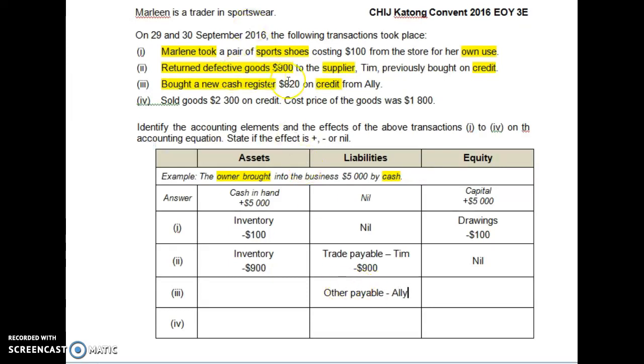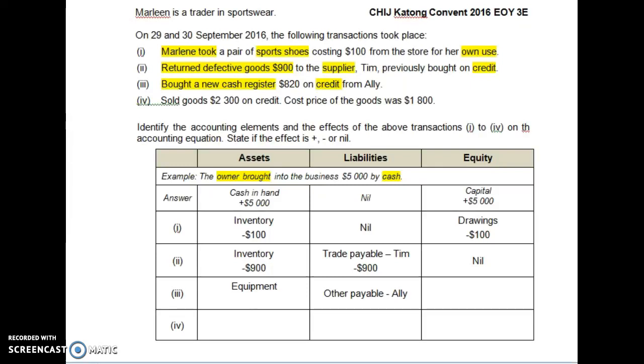And this new cash register, we need to find a suitable account name for it. Let's call it equipment. Alright, now that you've identified the two accounts, what is the effect on assets and liabilities? Since we have a new cash register, the business will have an increase in assets by 820. And since we bought from Ellie on credit basis, we actually owe Ellie money. We haven't paid her yet. So we are going to increase our liabilities as well.